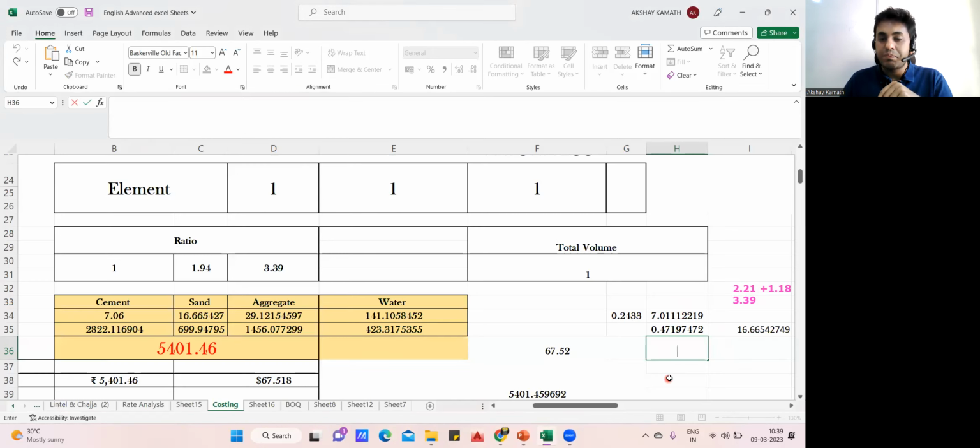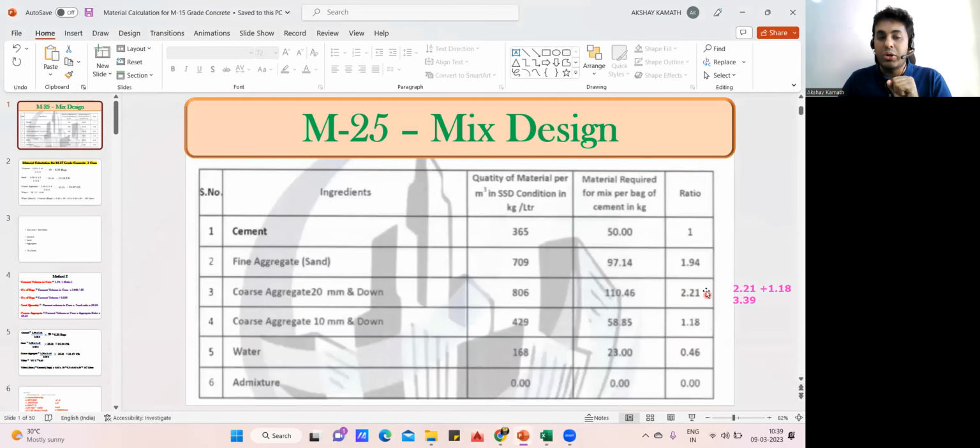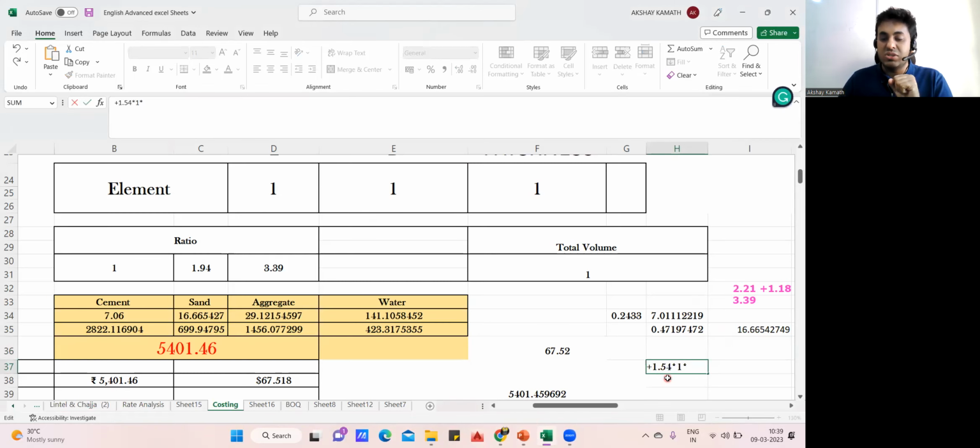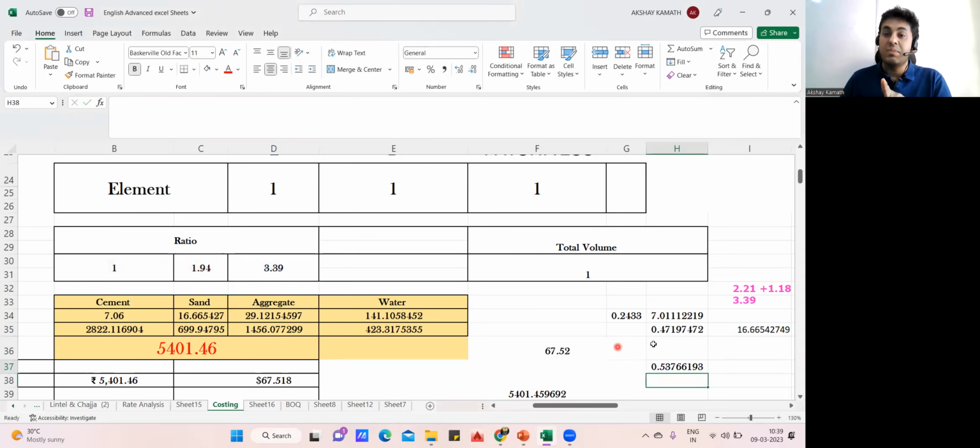So what you're supposed to do, very simple again, 1.54. You multiply this by 1 and multiply this by not 3.39, because 3.39 is including 20 and 10 mm aggregate. So what I'll do, I'll take only the 20 mm and downside aggregate. So 20 mm and down grade is 2.21, right? So you take 2.21 this time. This you divide by the total ratio. So in the total ratio, it will be 1 plus 1.94 plus 3.39, because this is total ratio. Close the bracket.